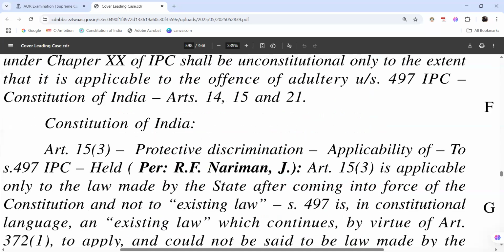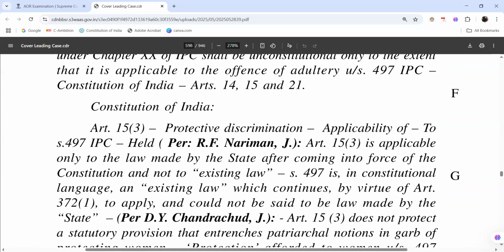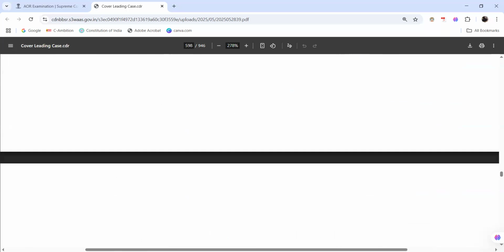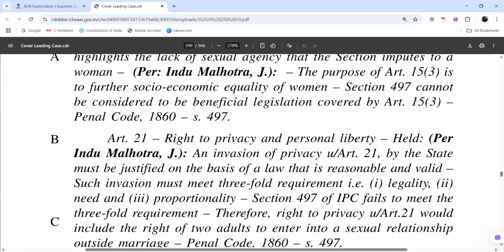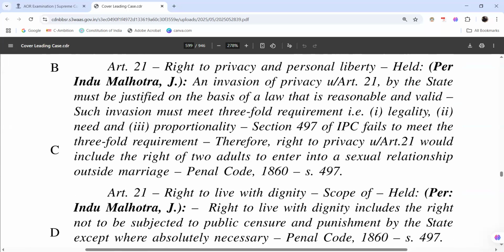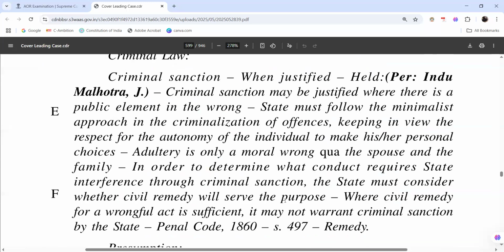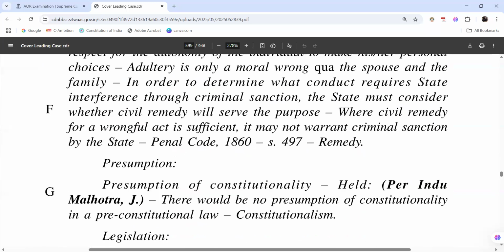This is what was held in the case of Joseph Shine. Basically, it decriminalized adultery, in the light of Article 14, Article 15 clause 1, and Article 21 of the Constitution of India. So, this is a brief discussion on what happened in Joseph Shine's case.